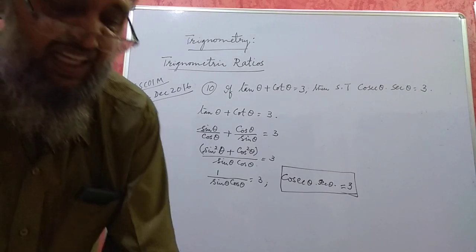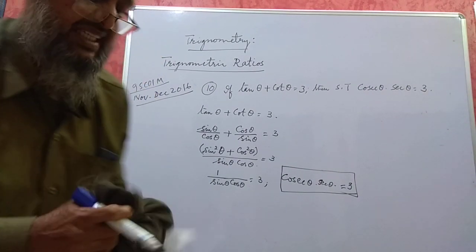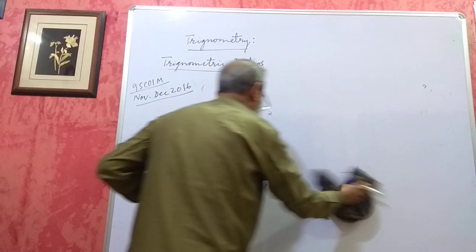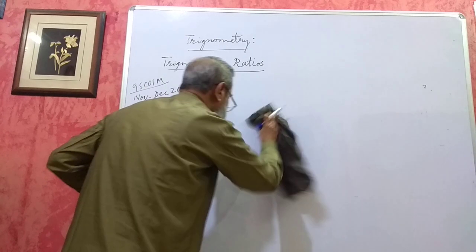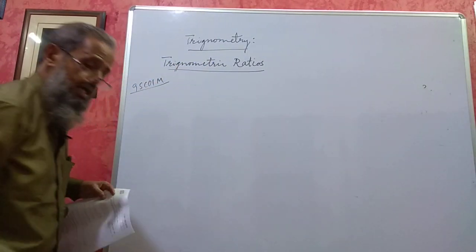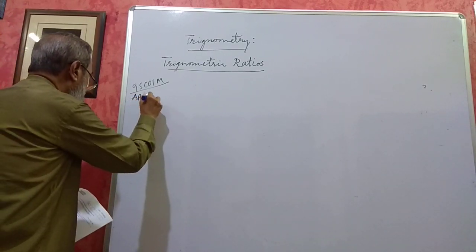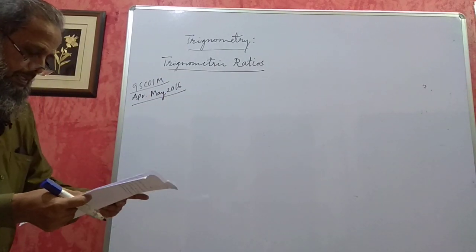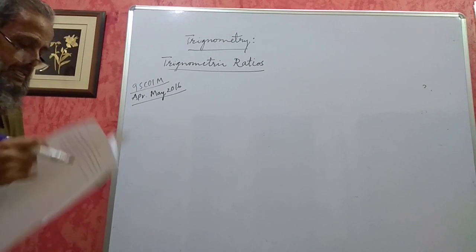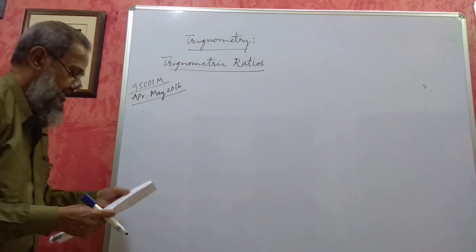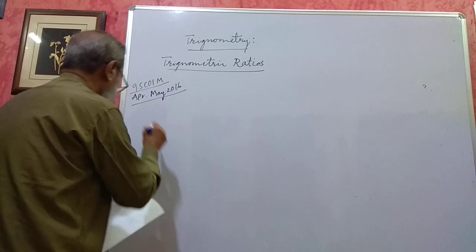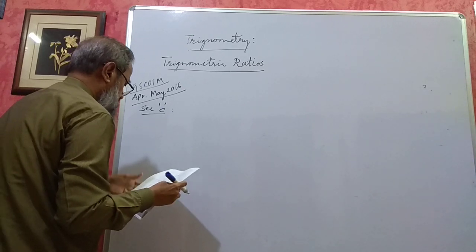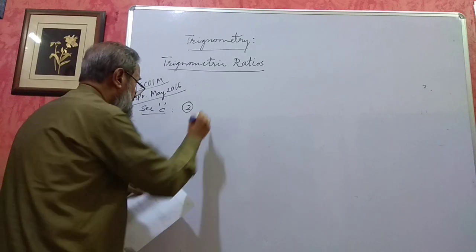So this is another way of asking. Next, April, May 2016. I'm going backwards. April, May 2016. A 5 marks question. Prove that, in section C, question number 2.